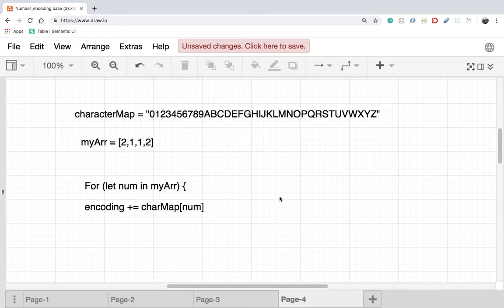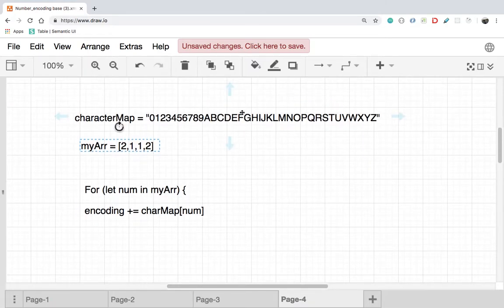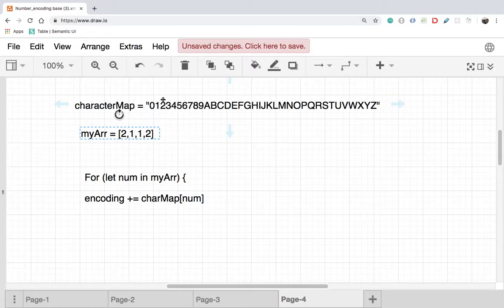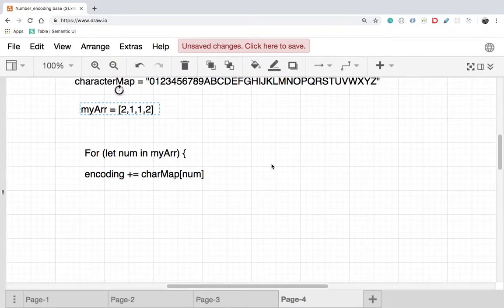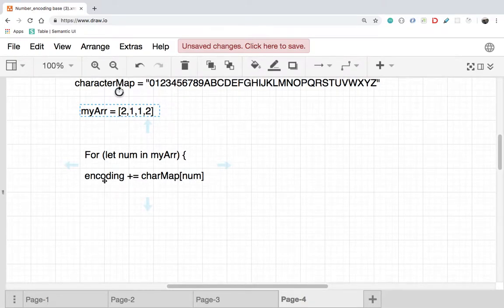The simplest way to do this, given the array of digits to encode, is to create a string with as many characters as required, in our case 0 to 9 and A to Z, and use their indexing for our encoding character map. I'm assigning it to the variable characterMap, and characterMap is going to be 0 to 9 and A to Z. We have an array, myArray, and we are looping through it. We use a for-of loop in our solution. We go through the loop and assign the value inside of the character map to the variable encoding.